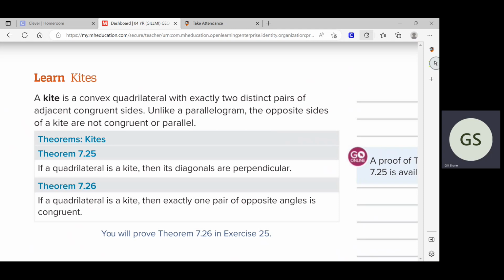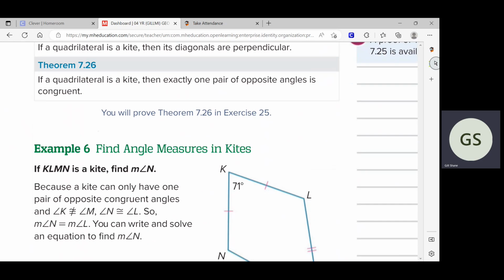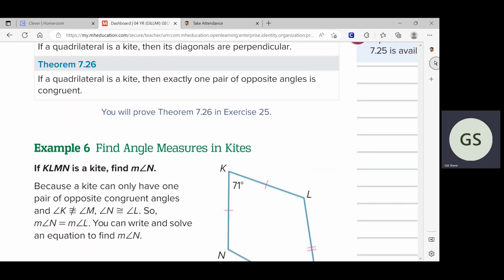So it is a four-sided figure. You need to know the diagonals are perpendicular. And you need to know it says exactly one pair of opposite angles. I would still say a kite could have both pairs. I'm going to look that up for you, because there was something they sent out from the district as to how we're going to use the definition. So for now, we're going to go with exactly one pair.